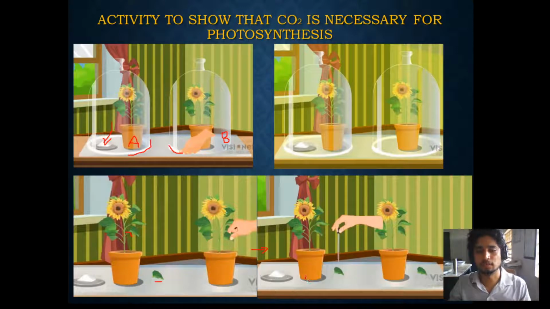Now can you think which plant has the photosynthetic products? Which plant has starch in it, part A or part B? As you guess, part B has the starch because it had carbon dioxide. But in part A, they did not have carbon dioxide because the potassium hydroxide absorbed all the carbon dioxide, not letting the plants take it. Therefore, the plants are not able to do photosynthesis.